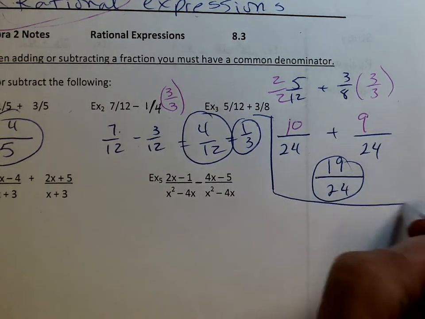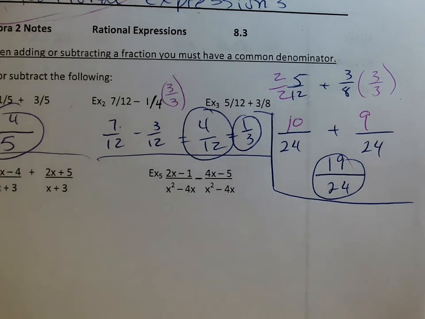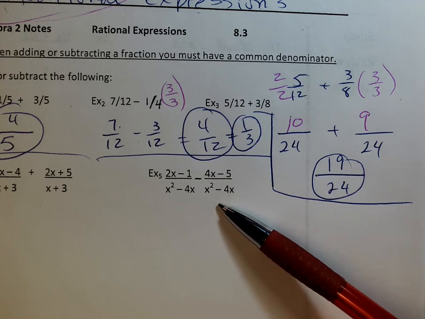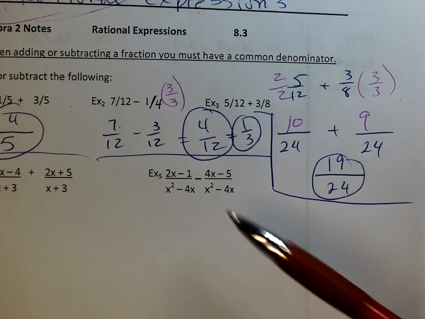We haven't done anything. And the only reason I like to do it is because the rules are going to be the same. As far as example 4, 5, 6, and 7, the rules are the same. When we add or subtract, we need a common denominator. When we multiply and divide, we don't. Okay? All right, so let's take a look at example 4.